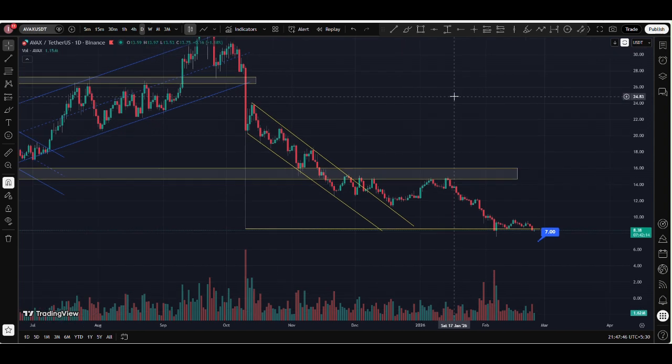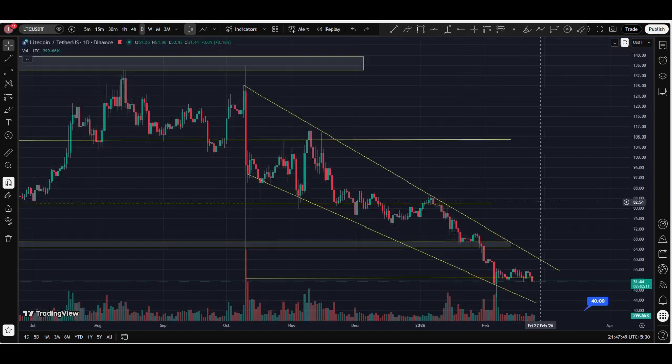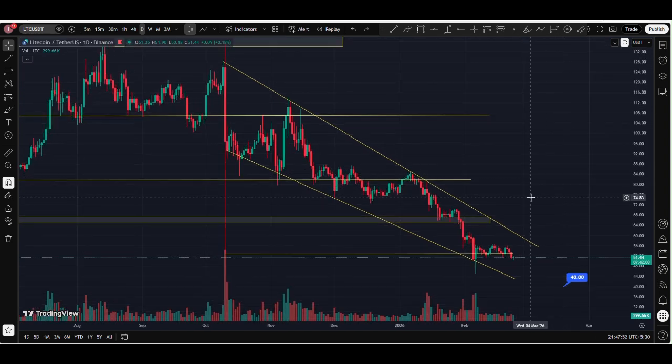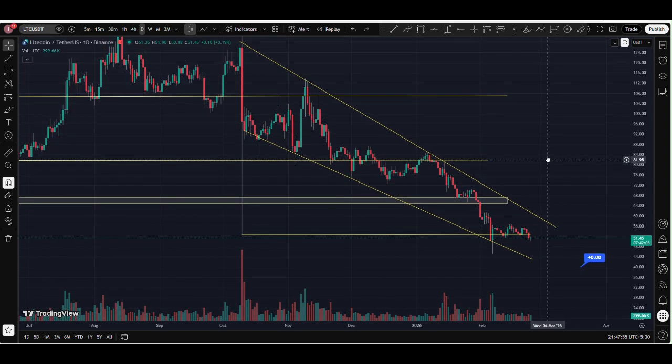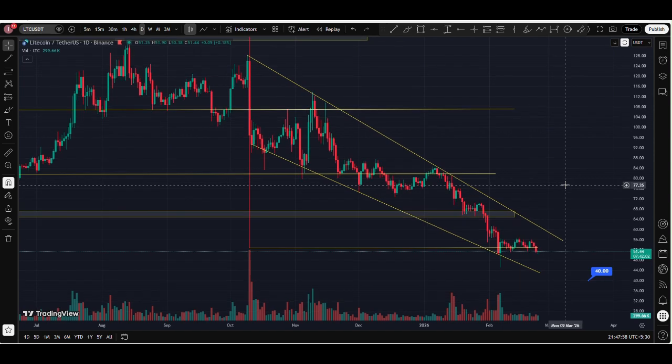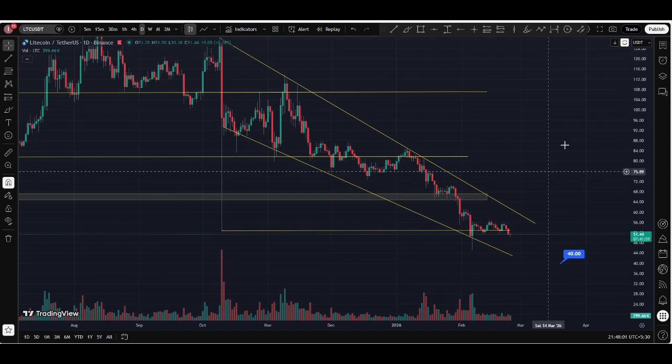So next I am in the Litecoin USDT chart. So you can see a bull flag and the market can go in an upward trend.